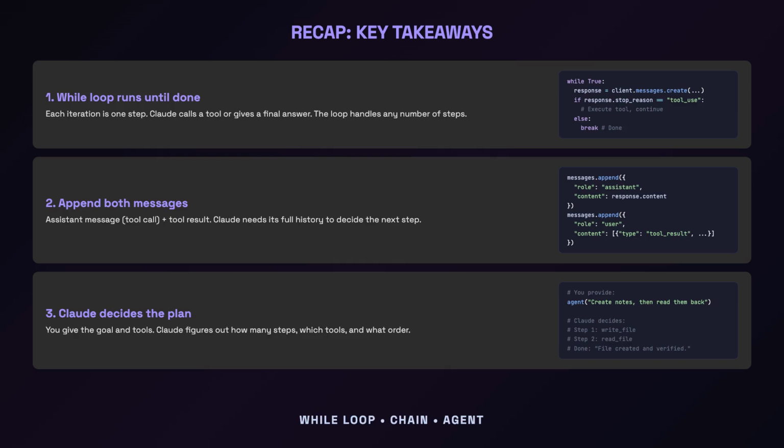Recap. 3 key takeaways. First, the while loop runs until Claude stops calling tools. Each iteration is 1 step. Second, append both assistant and tool result messages. Claude needs its full history. Third, Claude decides the plan. You give the goal and tools. It figures out the steps.